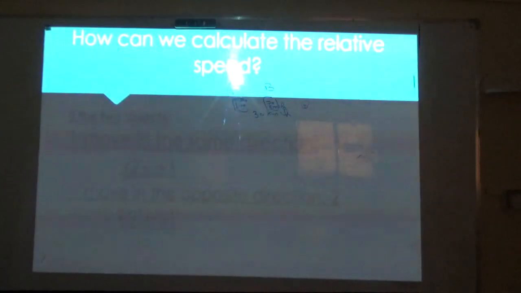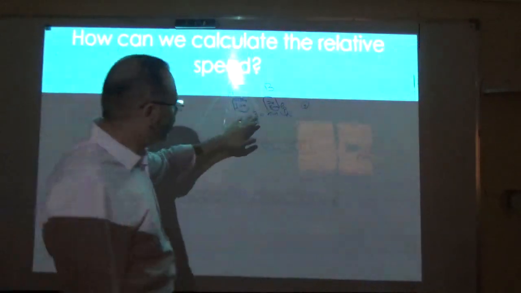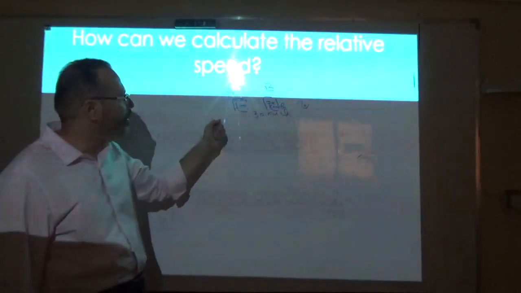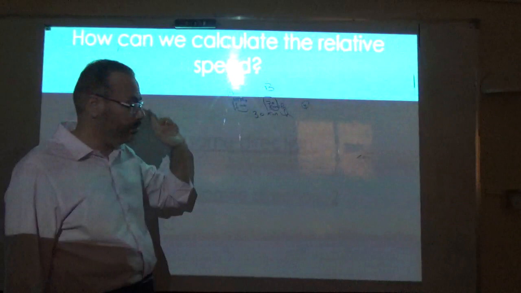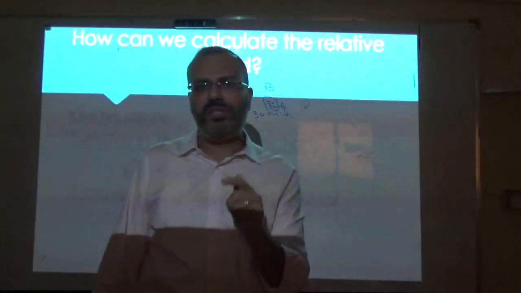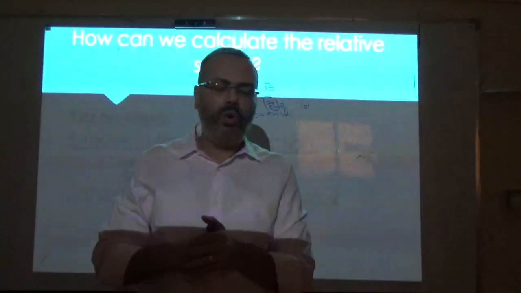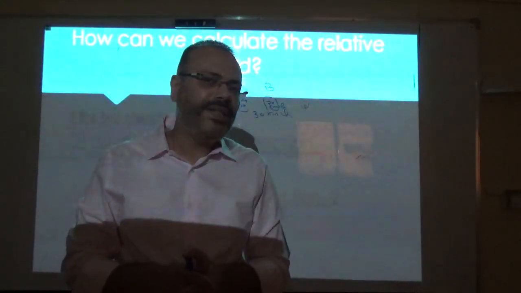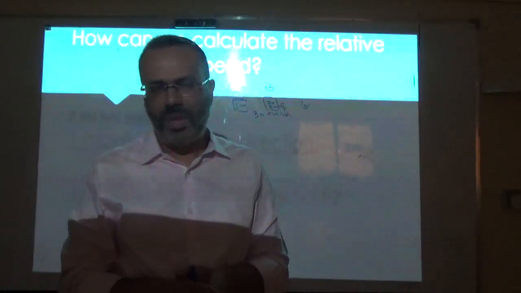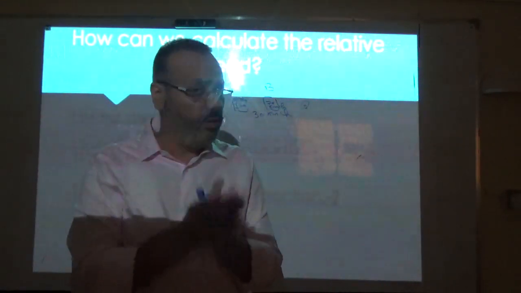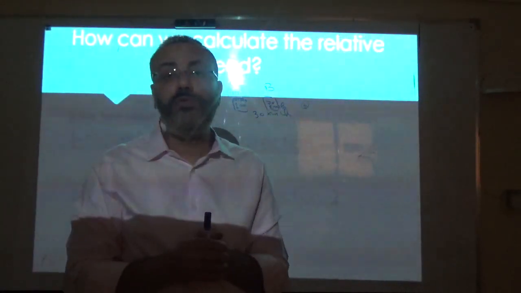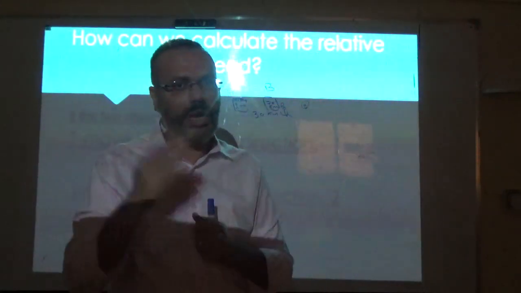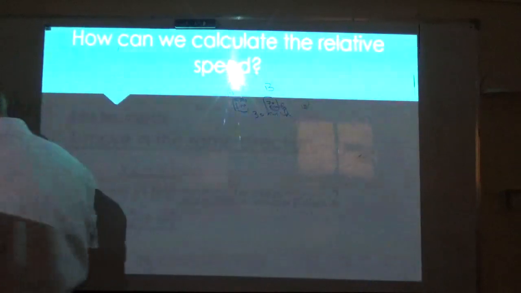Let's see now how we can calculate the relative speed. In the example that we explained on the relative speed, we measured the difference between two speeds. But this way of measuring the relative speed is not always used in all problems. It depends on the direction of motion. If the two objects move in the same direction, we have a way to calculate it. But if the two objects move in opposite directions, we have another way. So we have two ways to calculate the relative speed.